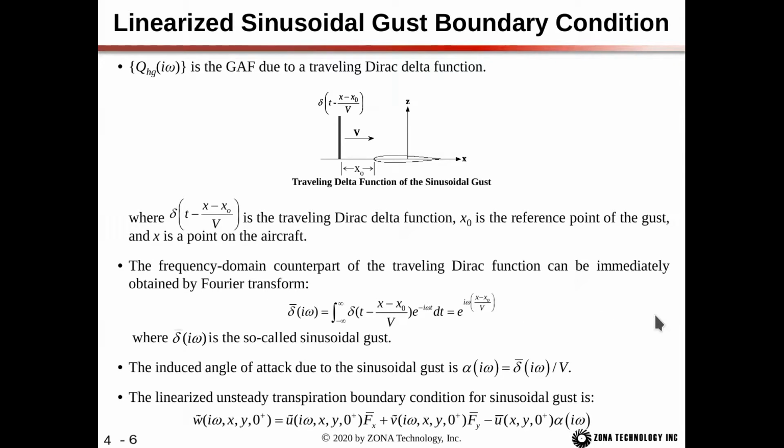Now the induced angle of attack due to the sinusoidal gust is given by alpha of i omega equals delta bar of i omega over V. And the linearized unsteady transpiration boundary condition for the sinusoidal gust is now given by this equation here, where our gust term shows up right here.